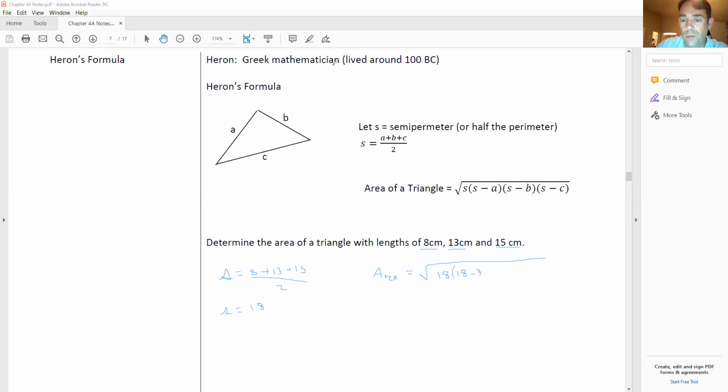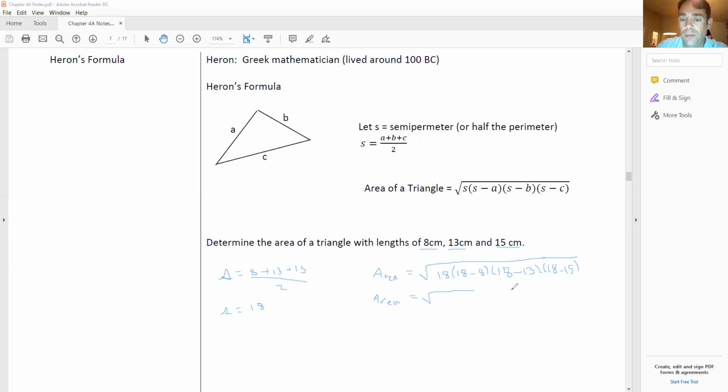I'll start off with 8 first. We'll go in order. 18 minus 8, 18 minus 13, and 18 minus 15. Heron's formula is really cool because now using Heron's, as well as using the sine one, I can find the area of any triangle I want to. Don't have to use base times height divided by 2 ever again.